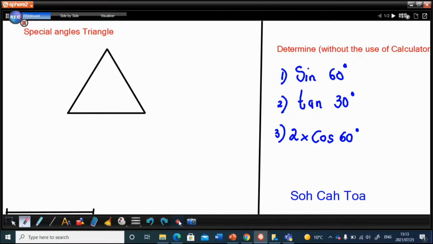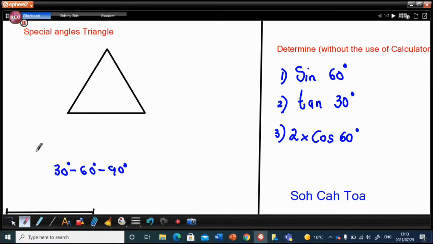Today we are going to be talking about special angles, and I will teach you where and how to actually remember the special angles triangle in a test. So let's start with this triangle, which I call the 30, 60, 90 triangle.